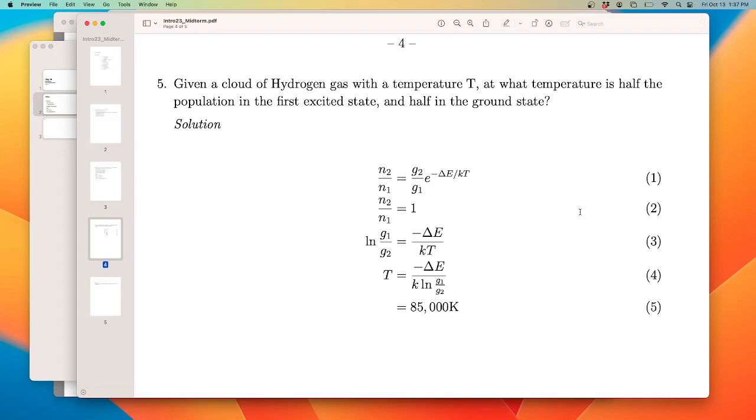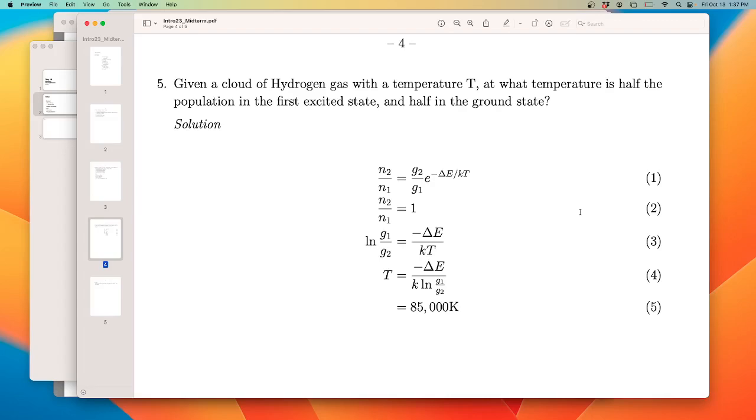Working with logs is a good way to make a mistake, so make sure you're careful there. And then I move the T over here and the log over here, and I get that T equals minus delta E over k times the log of g1 over g2. So delta E, how do you get delta E? Delta E is 13.6 times 1 over 1 squared minus 1 over 2 squared, because the energy of the nth level is minus 13.6 times n to the minus 2. I think this is stuff that everybody's good, solid on. So delta E is 10.2.